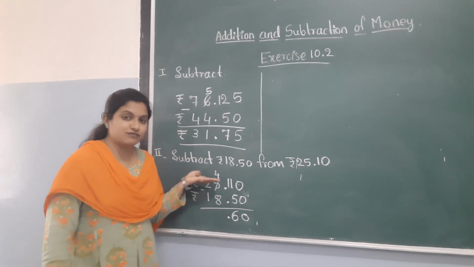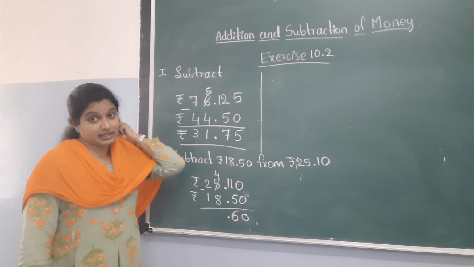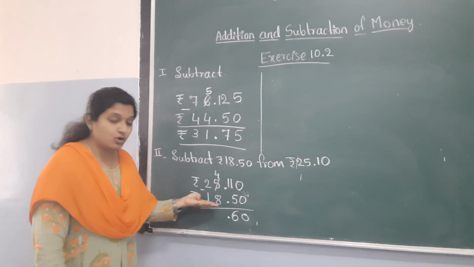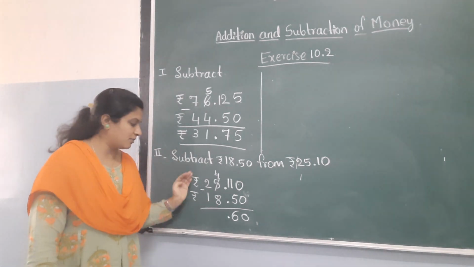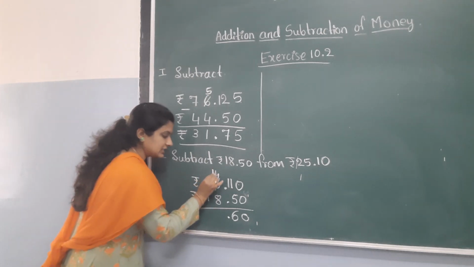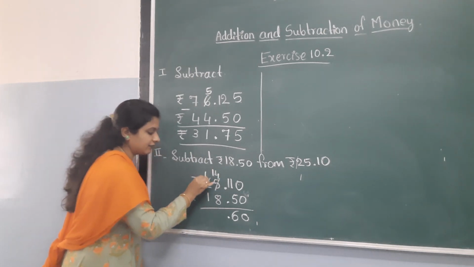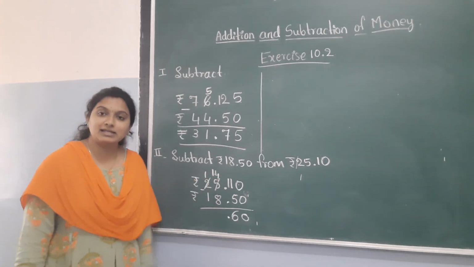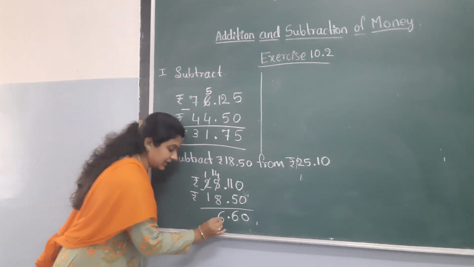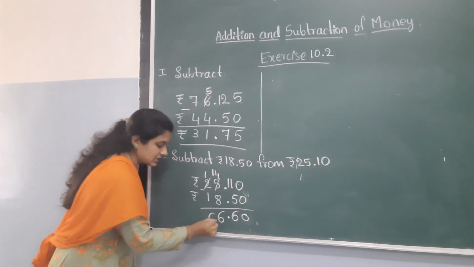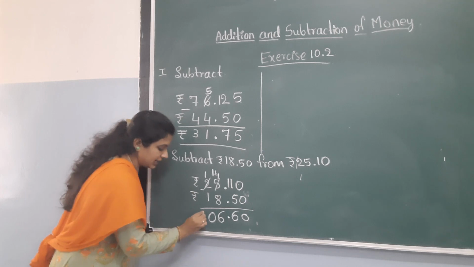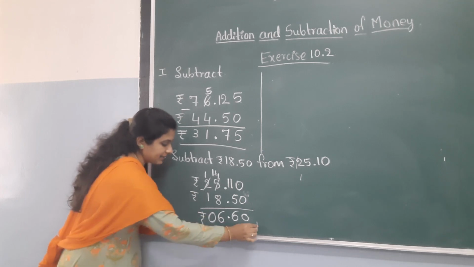Okay, you have only 4 chocolates. Can you eat 8 chocolates, children? No, you cannot eat 8 chocolates. So, borrow 1 from the next house. It will become 14 and it will become 1. 14 minus 8, 6. 1 minus 1, 0. So, right? Here the rupees symbol.